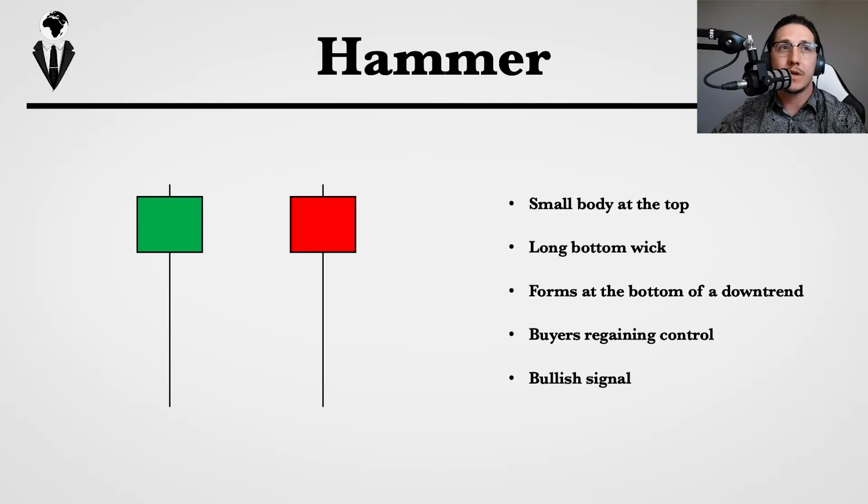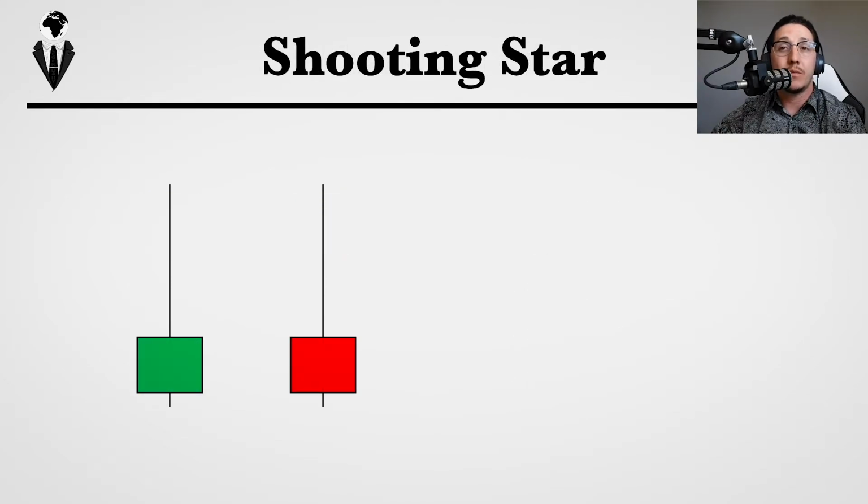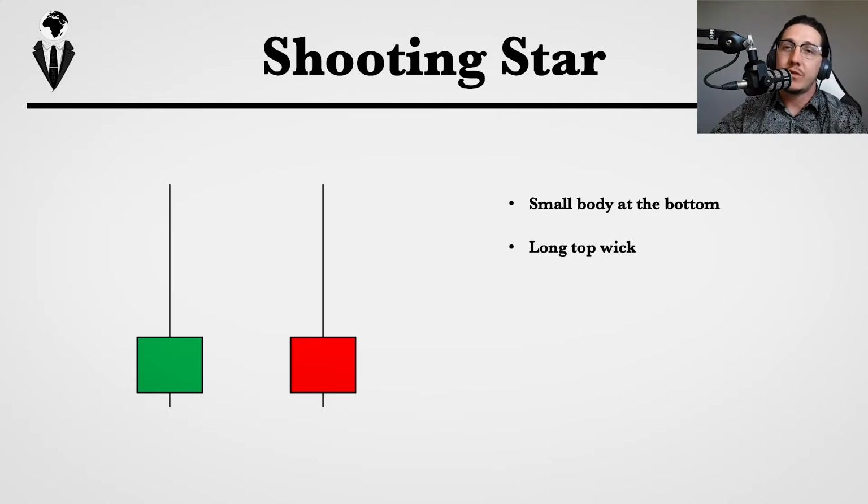All right, so our next candle is going to be the same thing we just looked at, except the opposite. So this one here is a shooting star candle. It's going to have a small body at the bottom, a long wick on top this time. Usually this one here forms at the top of an uptrend. So you'll see price moving up for a while, and then finally it gets to a certain point, and you'll see that sellers are starting to regain control again.